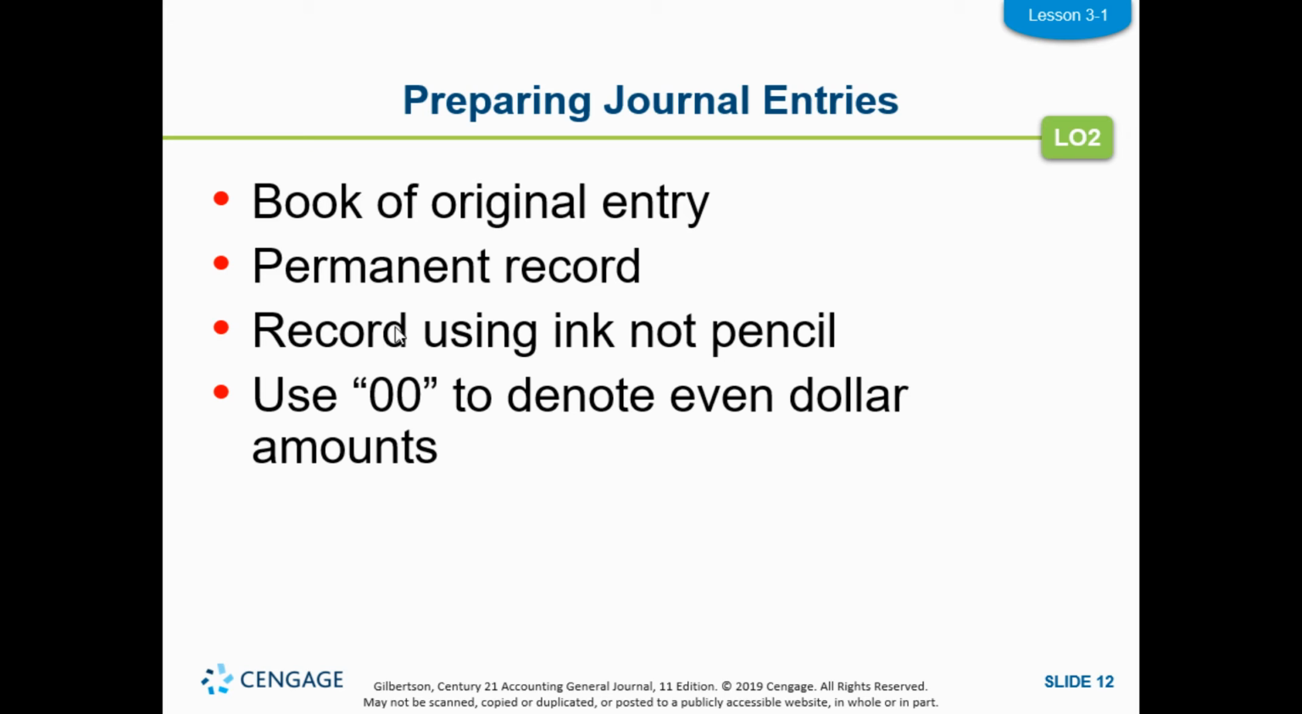And if you're like, what happens if I make a mistake? Well, you actually have to cross out stuff and write above it or around it. And if we have even dollars, like $15 without any cents on the end, we put 00 on the end in our multi-column journal to make sure we have that full amount recorded in our system.